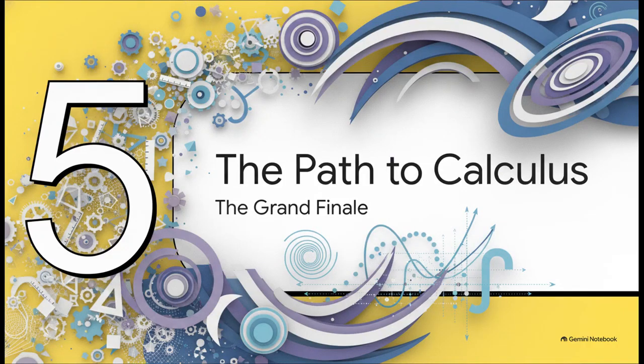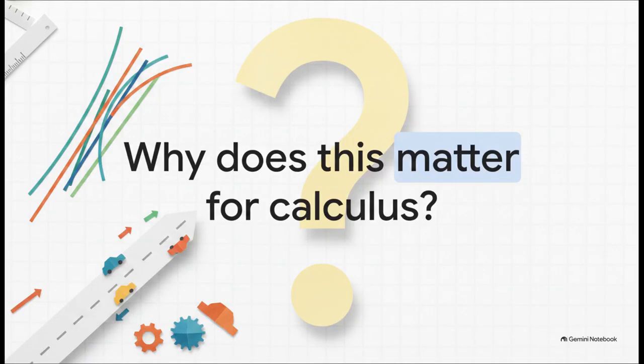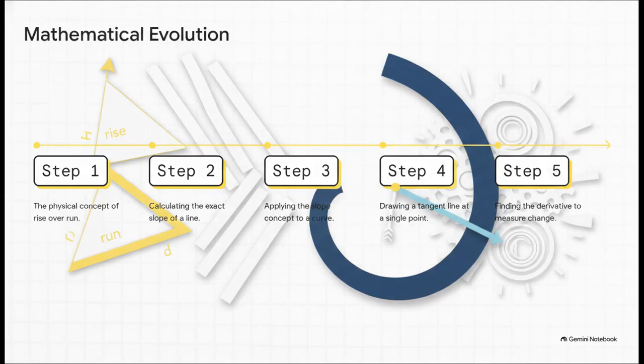And that brings us to section 5, the path to calculus, the grand finale. Now you might be wondering, why does all this matter for calculus? Why spend so much time calculating the precise slopes of basic, straight roads? Well, because it's all part of this incredible mathematical evolution. We start with point 1 on our timeline, the simple physical concept of rise over run. That gives us point 2, the slope of a straight line.